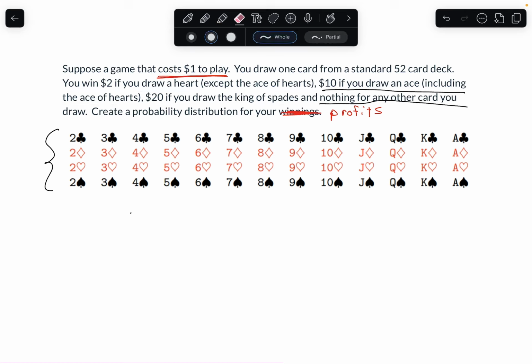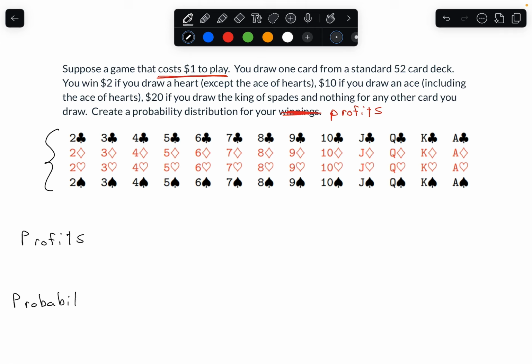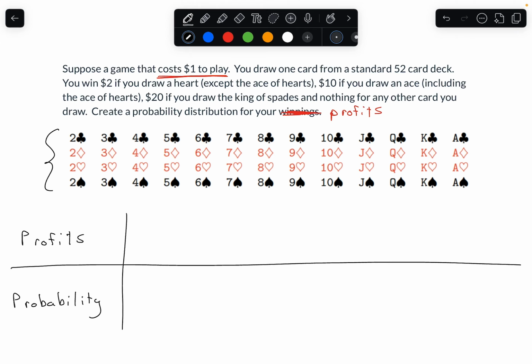So when I set up a probability distribution, it's going to look like a little table. I'm going to create this little table right here, where I've got my profits, and then underneath that I want to talk about the probability of getting that particular profit. You can have your table oriented vertically or horizontally. I'm just using this horizontally because it's a little bit more room that way. I like to start by thinking about the narrowest case. Let's work this from easiest to hardest. Let's think about the easiest possible case to consider.